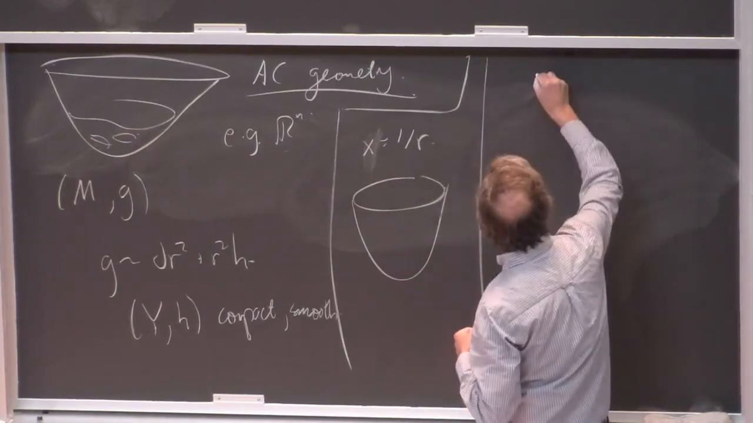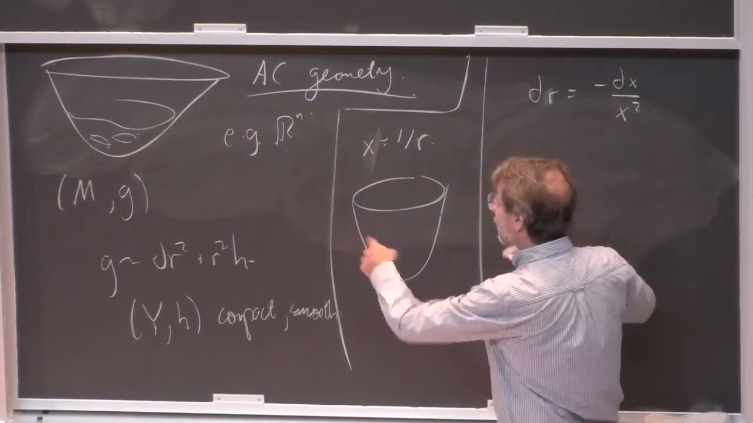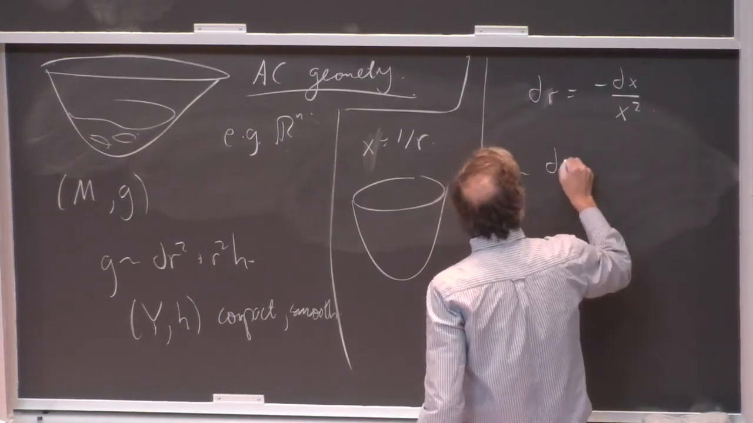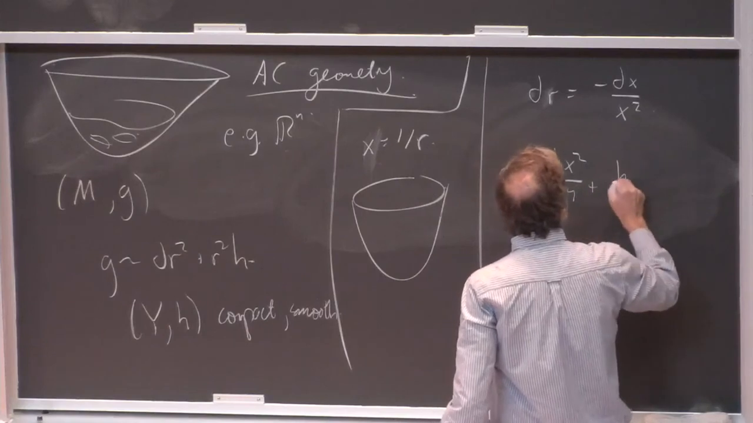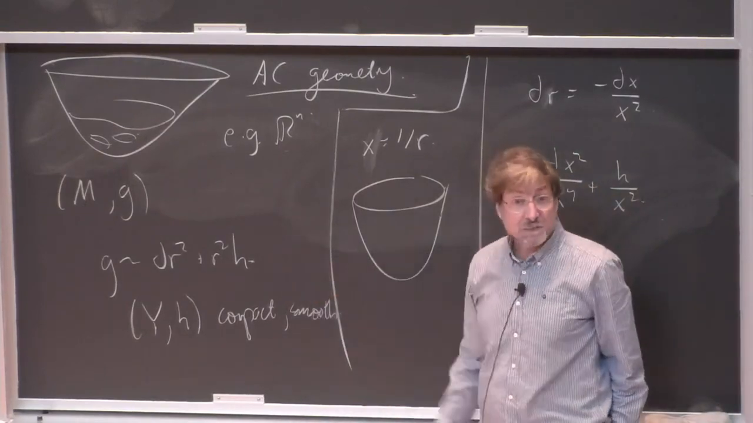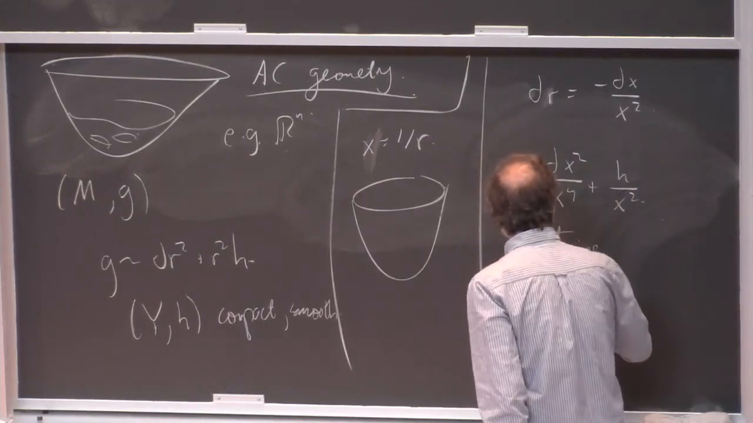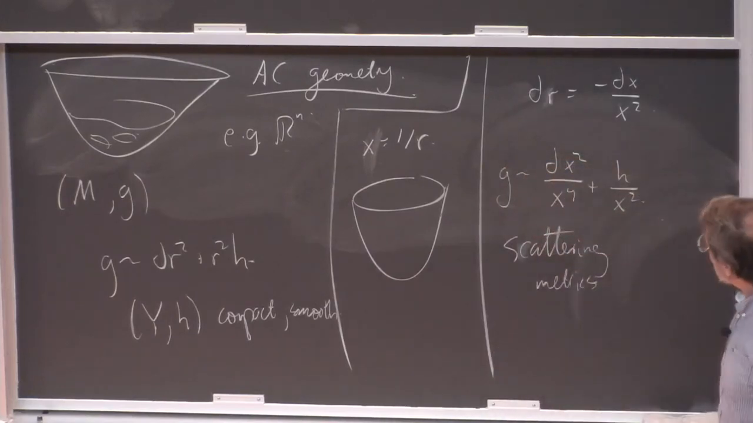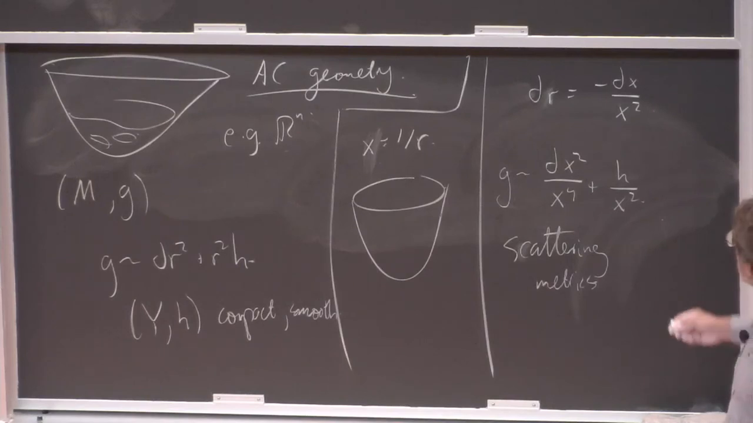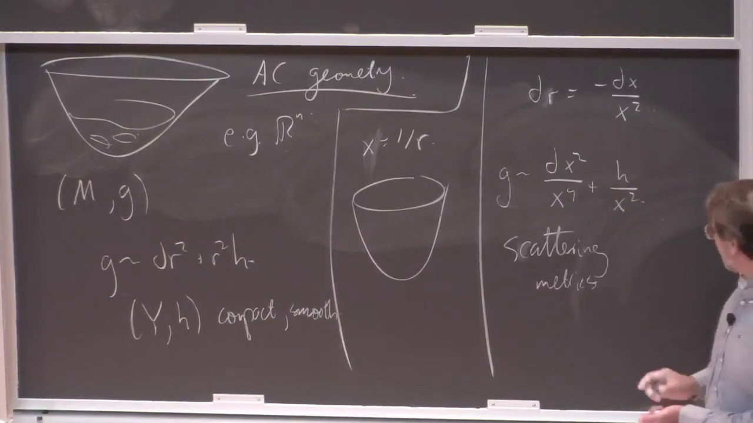Now let's write down what this metric looks like when I do that. If I take x equal to 1 over r, then dr is equal to minus dx over x squared, and I get the following kind of weird picture: g looks like dx squared over x to the fourth plus h over x squared. Looks bizarre, but it just looks like a cone in these funny coordinates. These are called scattering metrics, and this was a paper of Melrose in the early 90s, which was later embellished by many, many people. It's led to a very beautiful geometric theory of Riemannian scattering that generalizes Euclidean scattering. The point being that you see many geometric features of this operator in the scattering theory. I'll tell you about a few of them.